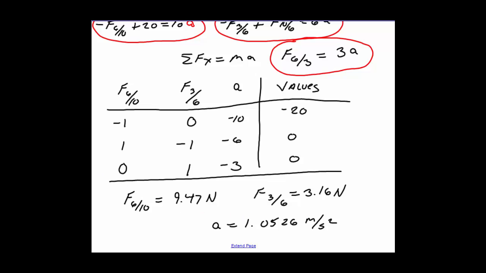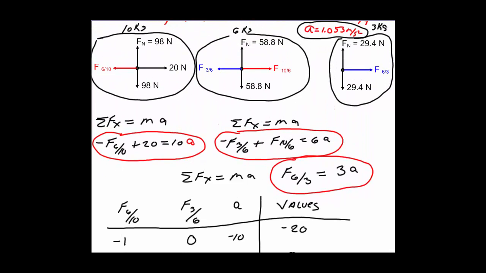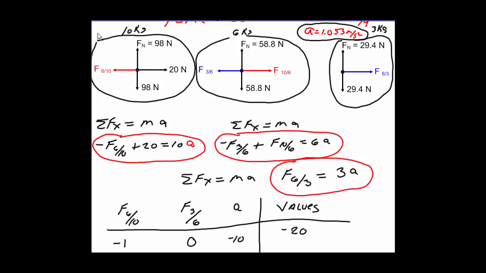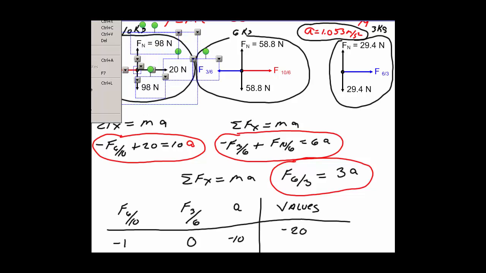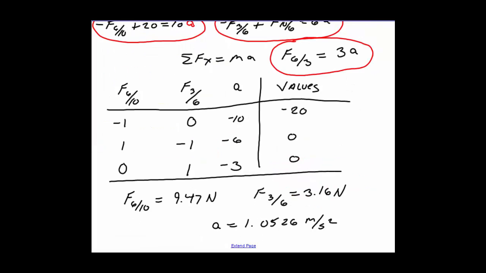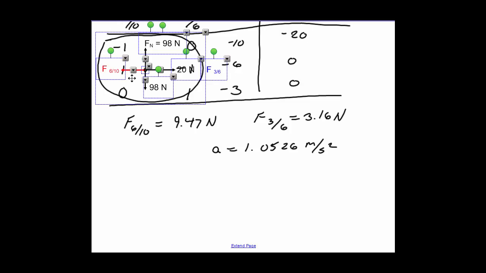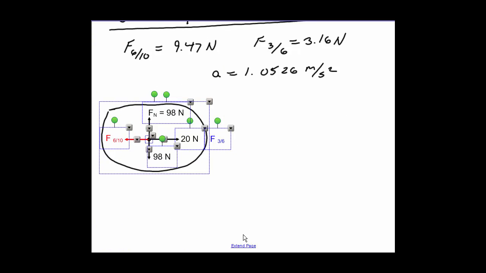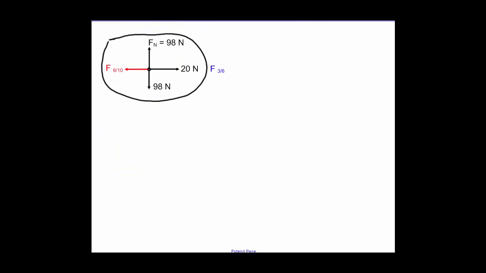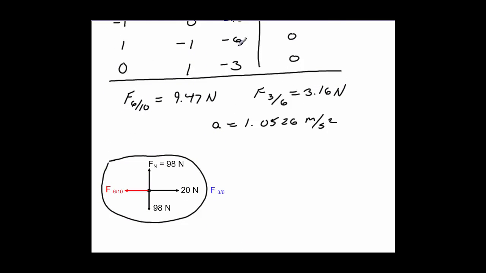Alright, so now let's just verify if that is correct. We'll take this one right here. Let's see if I can grab that one. We'll edit, copy it. We'll just do a spot check to make sure we're right on. Move this down here. Again, let's sum the forces and see if we get it right. Alright. So F6/10, in this case, I should get minus 9.47 plus 20 is equal to 10a, and we'll verify that is correct.